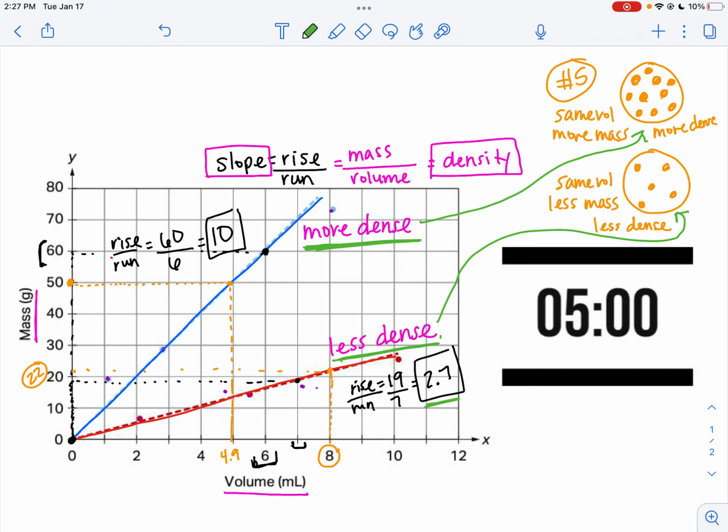So use this information to help you finish answering your lab questions, and then follow the next step of directions.